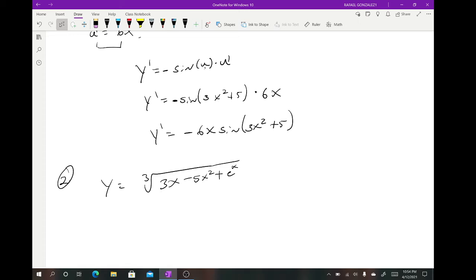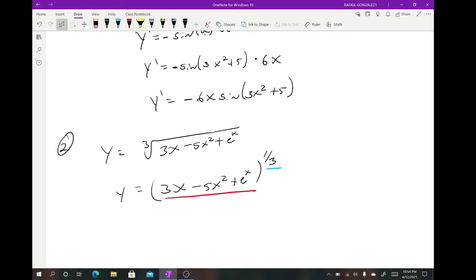All right, so again, I have a radical. When you see a radical and you're taking the derivative, you will always be using the chain rule. So before you even begin to take the derivative, what I suggest that you do is actually rewrite it. It will make your life easier if you rewrite this as 3x minus 5x squared plus e to the x, to the power 1/3, because then you can clearly see that you will have an inside piece, which will be this, and you're raising that to the power 1/3, which means that we will use the general power rule.